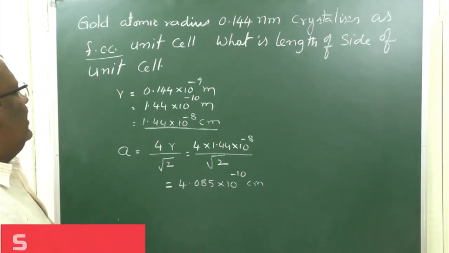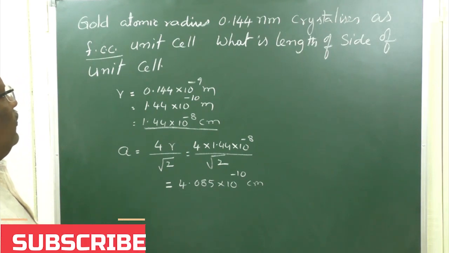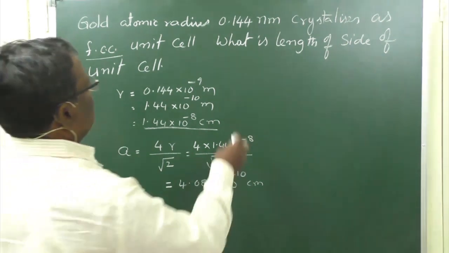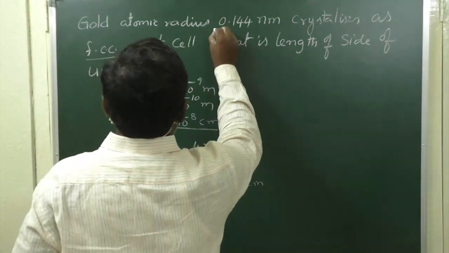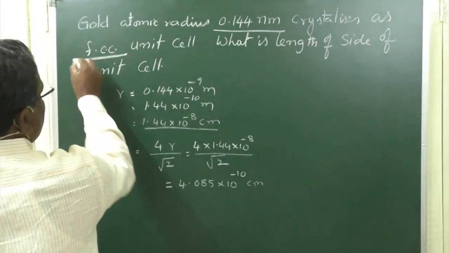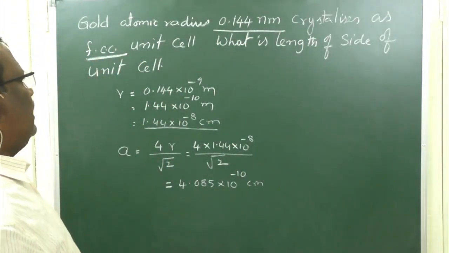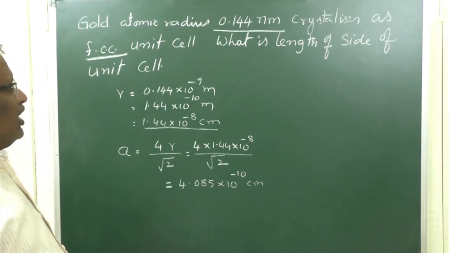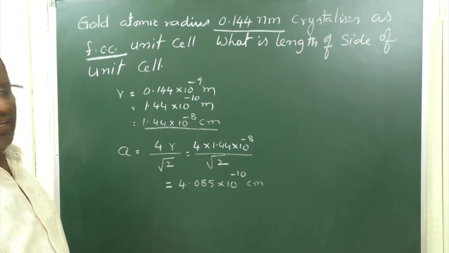Gold atomic radius is 0.144 nanometers, crystallizes as FCC unit cell. What is the length of the side of a unit cell? Here they are giving us the radius of the atom and the unit cell is FCC. With the help of this data, they are asking us to find out the length of a side edge of a unit cell.